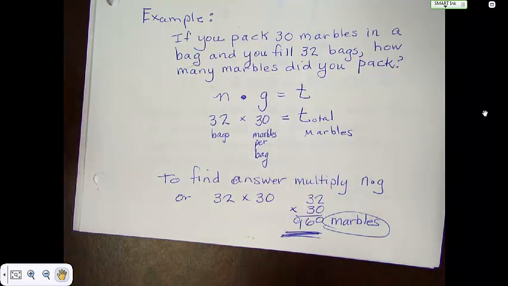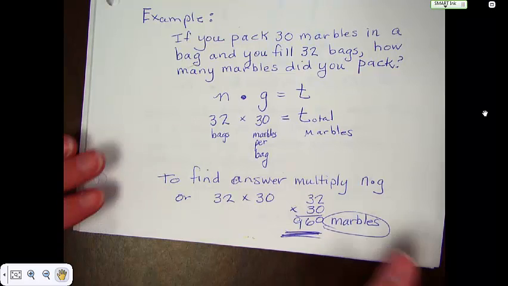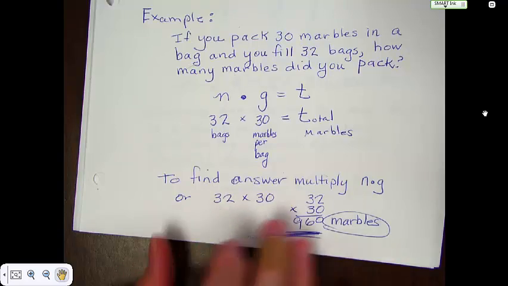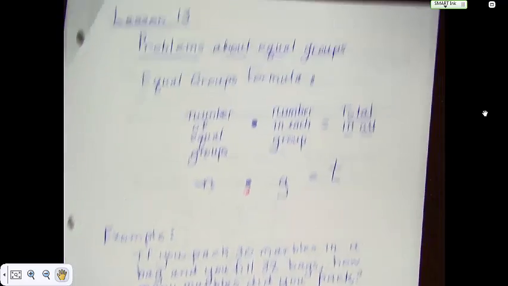So that's a pretty standard formula for that, and it doesn't take too much to figure that out. I don't think you're going to have any trouble with that at all.